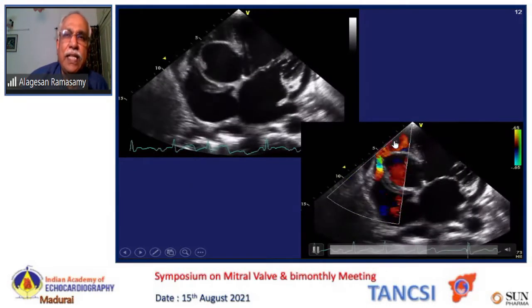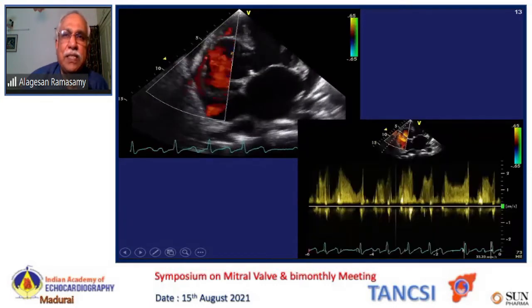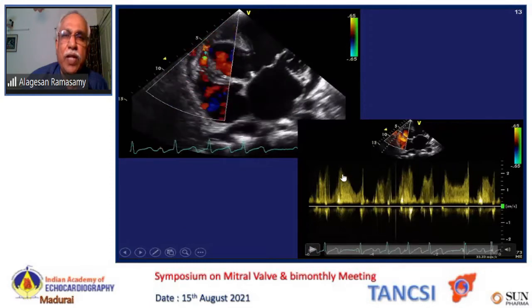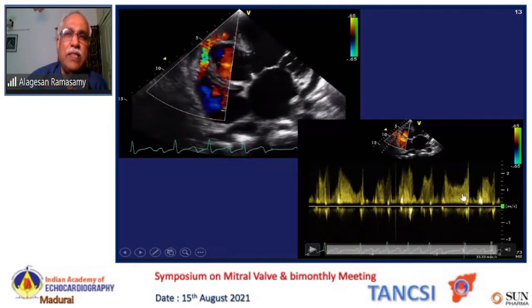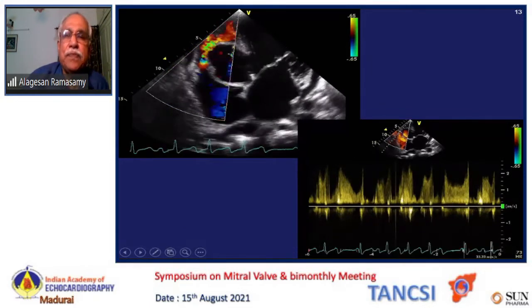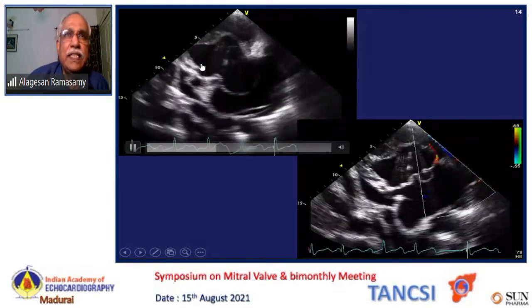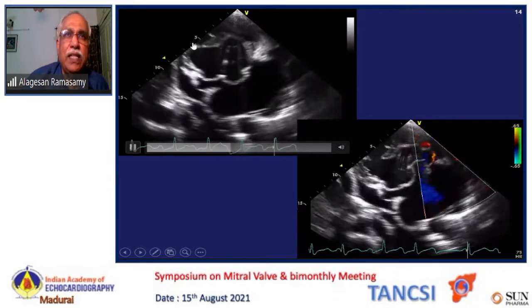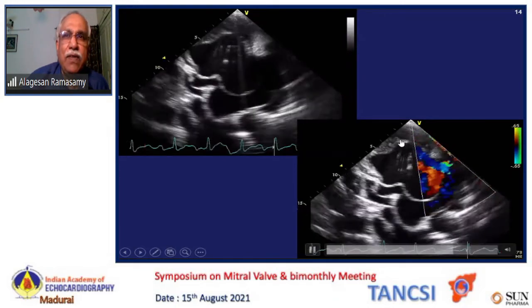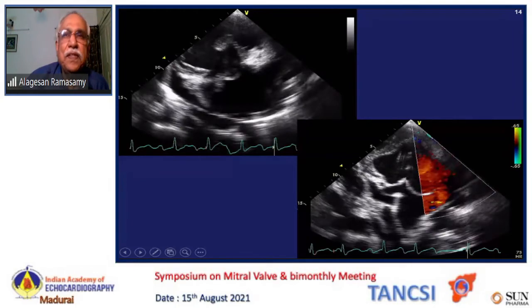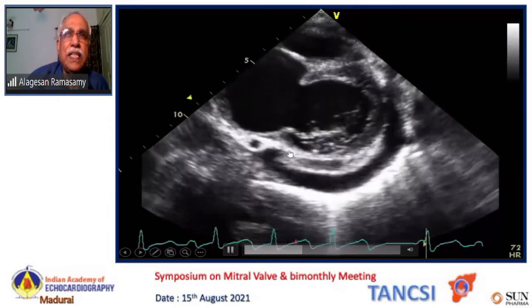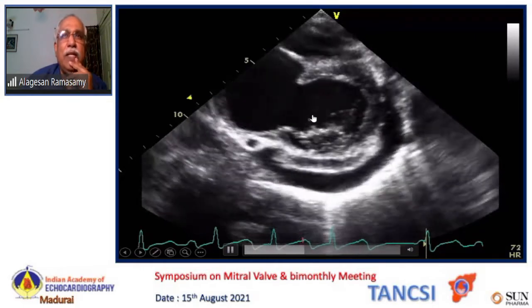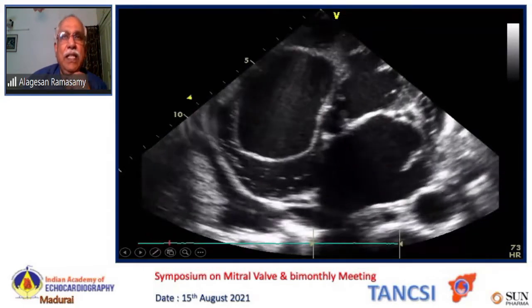There is mild tricuspid regurgitation, but not very severe. So there is a mild tricuspid valve obstruction with a peak gradient of about 14 millimeters and a mean gradient of about 6 millimeters in this patient. This again is the RV inflow tract view, which shows the bulge into the right ventricle, and this is the tricuspid valve. So this again is the short axis view, which I am saying is the most important one for this patient.